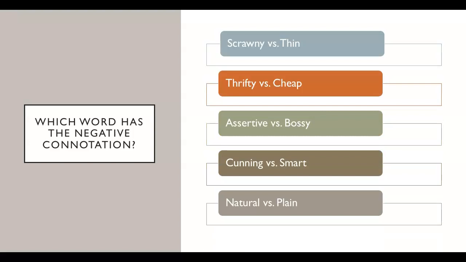Okay, so for example here, which word has the negative connotation? Scrawny versus thin. They pretty much mean the same thing, but one has a more negative connotation than the other. We've got thrifty versus cheap, assertive versus bossy, cunning versus smart, and natural versus plain. So just think about those words and think about which ones have the more negative association by society.